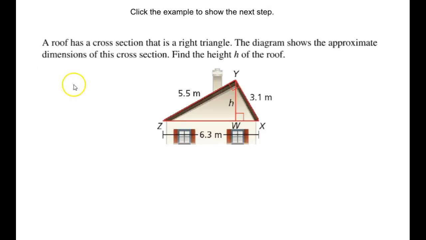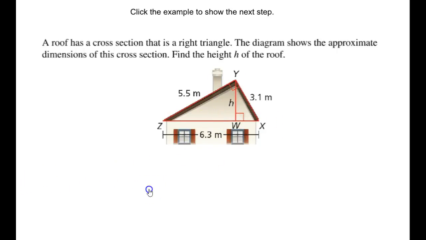So now here's a real-world problem using those similar triangles. A roof has a cross-section that's a right triangle, and we can see that here. The diagram shows the approximate dimensions of the cross-section. Find the height, h, of the roof. The first thing I see is that I've taken my altitude from my right angle to the hypotenuse, and I have the lengths of some of these triangles.